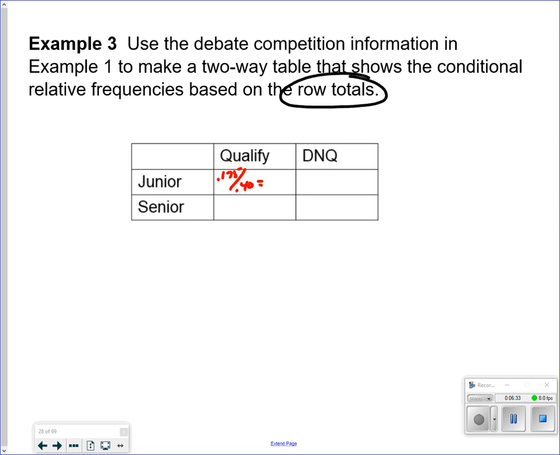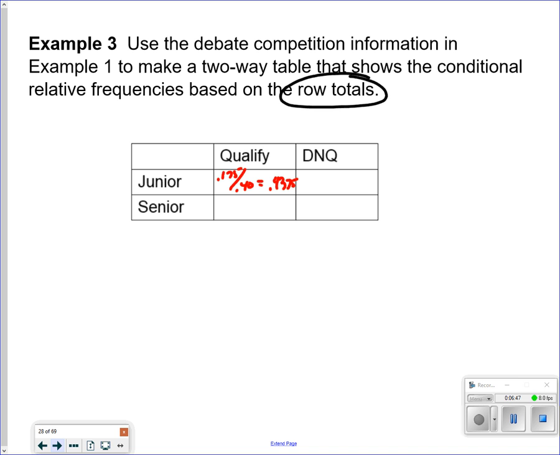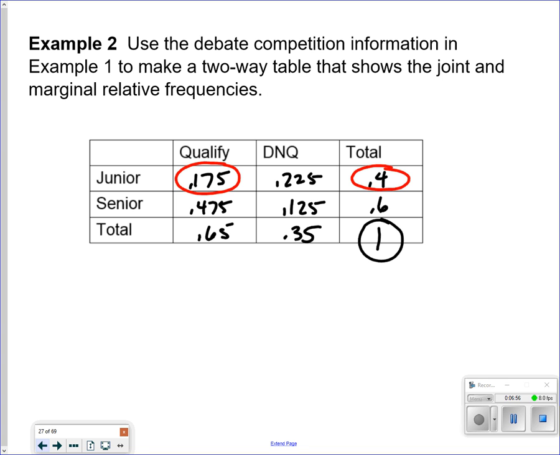It's a conditional 0.175 divided by 0.4, and I'm going to get 0.4375. And so you're going to do the same thing for each one of those. So 0.225 divided by 0.4 and get 0.5625. So I'm doing this, again, based on rows.